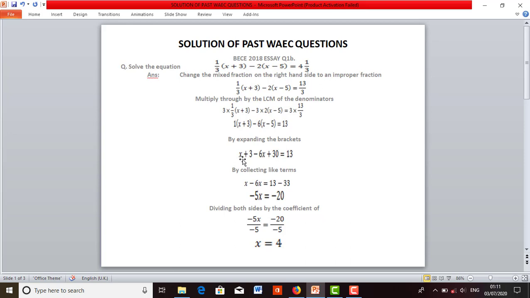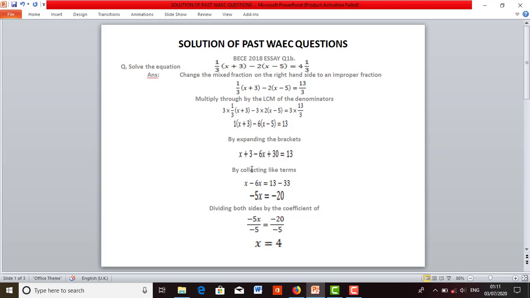What do we need to do? You will notice we have like terms here. 3, 30, and 13 are like terms. They are all integers. And the terms with variables, x and minus 6x, are also like terms. So we collect our like terms. Collecting like terms, we take x and minus 6x on one side, and then we add 3 and 30 over here, that gives us 33.